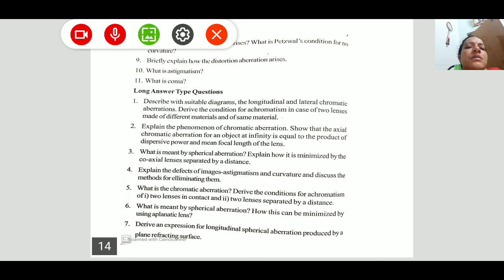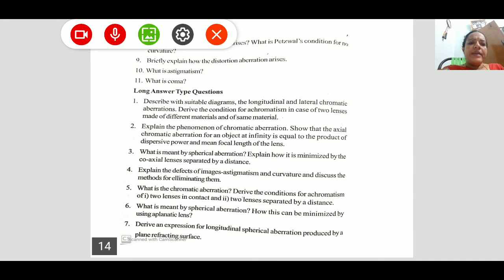Next, explain the defects of images, astigmatism and curvature, and discuss the methods for eliminating them. This is also we have completed, that is astigmatism and curvature elimination methods. What is the next question?